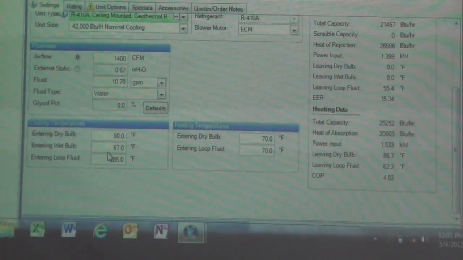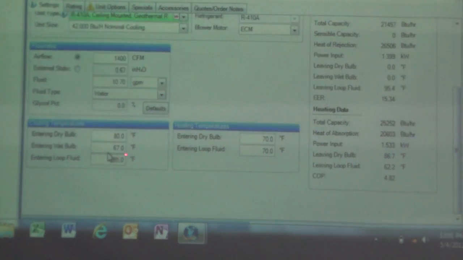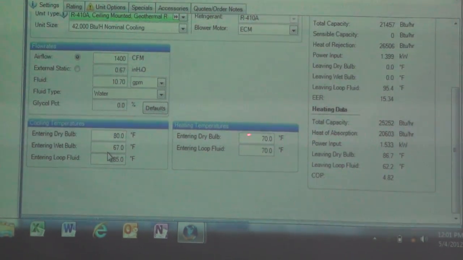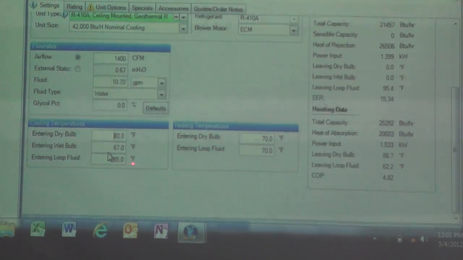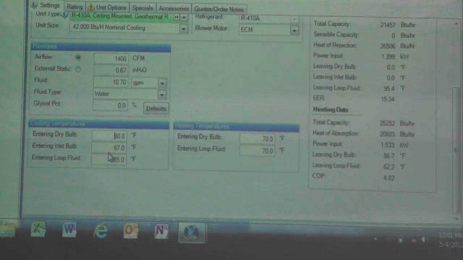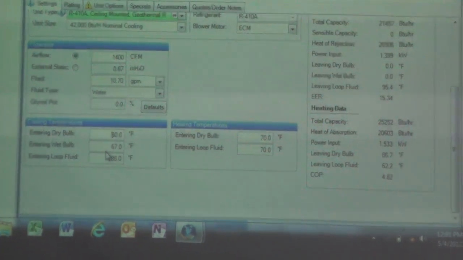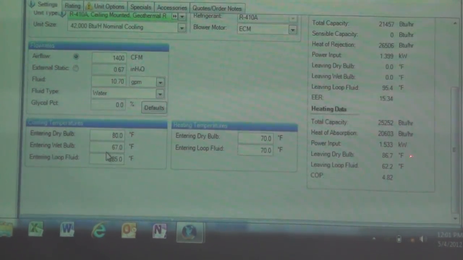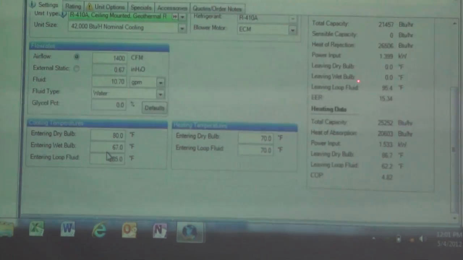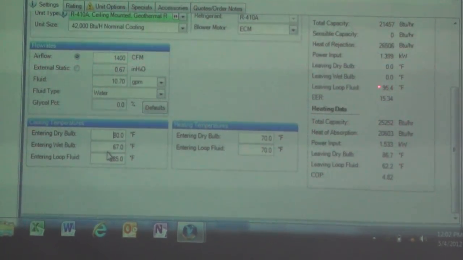So you can see here at the bottom of the input screen, you have entering dry bulb, entering wet bulb for cooling, and of course an entering dry bulb only for heating. And then you have your loop temperatures, entering loop temperatures. So that's what's going into the loop. And then you can see the performance over here. Here you can see the leaving loop temperature on a previous selection.